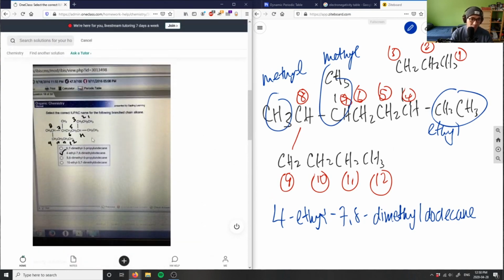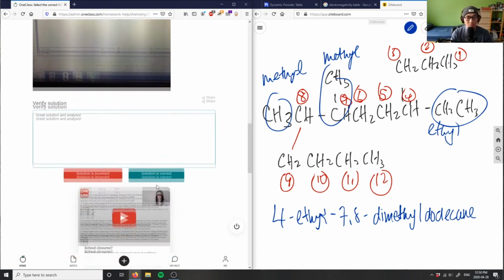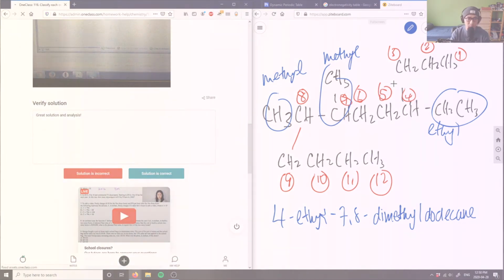And again, they have an ethyl group on 4, and a methyl group on 7, and a methyl group on 8 here. So great solution and analysis. Solution here is correct.